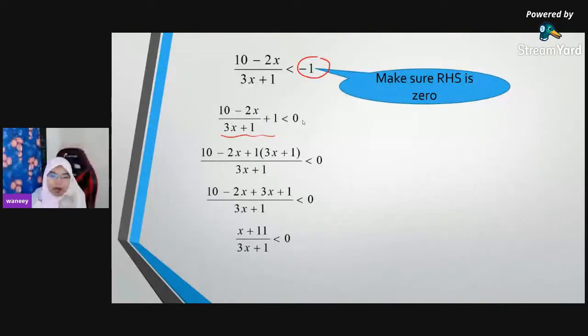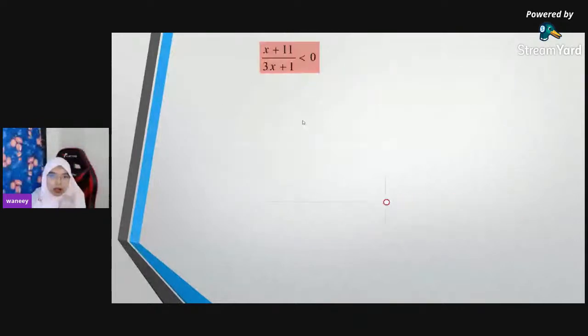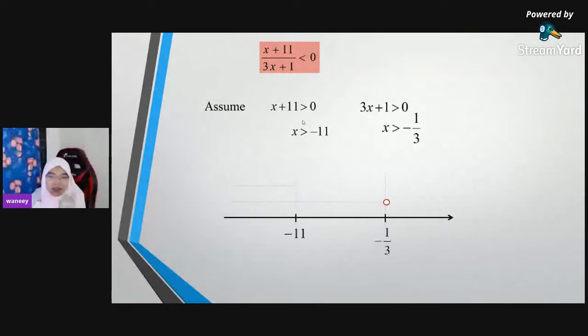So once we have x plus 11 over 3x plus 1 less than 0, since this is a rational function, I got to use the real number line, or we can actually use the table of sign. Okay, so x plus 11 is greater than 0, so x greater than negative 11 and x greater than negative 1 over 3. So negative 11, negative 1 over 3. Be careful who's on the left hand side and who's on the right hand side.